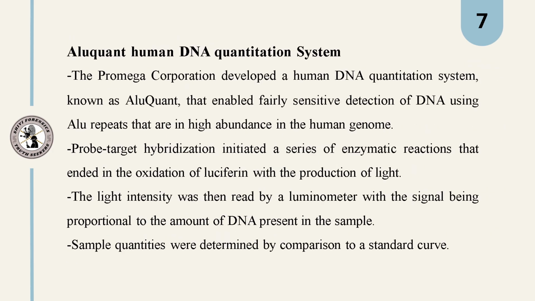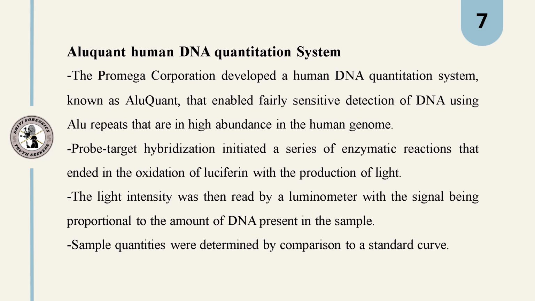The next method is the Quantiblot human DNA quantification method, which was given by Promega Corporation. This is a method which is specific to human DNA only because it is based on Alu repeats. Alu repeats are the repeats present in the human genome in high abundance.